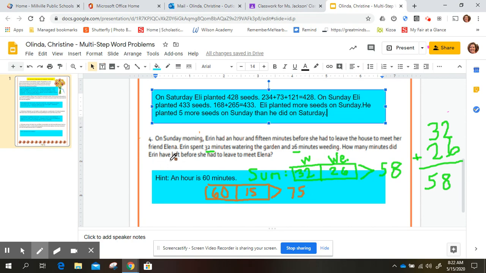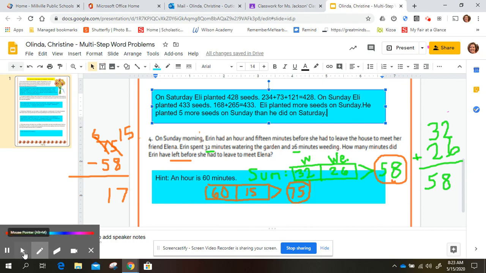It says, how many minutes did she have left before she left? She had to meet Elena. So to find how many she had left, I need to find the difference. I know she has 75 minutes, but she spent 58 of those minutes in her garden. So I'll need to subtract 75 minus 58. I can't do this. 5, I can't take 8, so I take from him. 15 take away 8 is 7, and 6 take away 5 is 1. So she has 17 minutes left before she has to meet her friend.